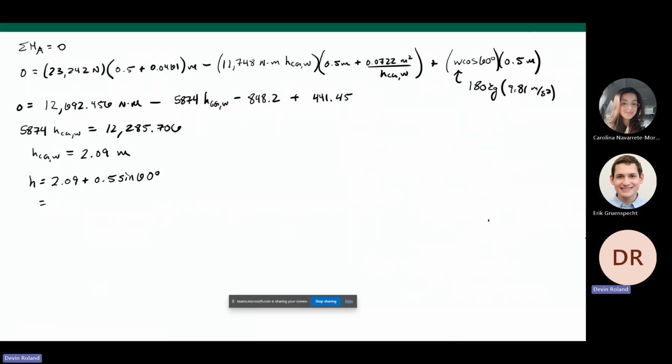Okay, so then for our final answer, H is going to be 2.09 plus 0.5 sine of 60 degrees. And that will give you 2.5245 meters. And that is your final answer. And I guess you could write, yes, there is an H where the force at B equals 0.